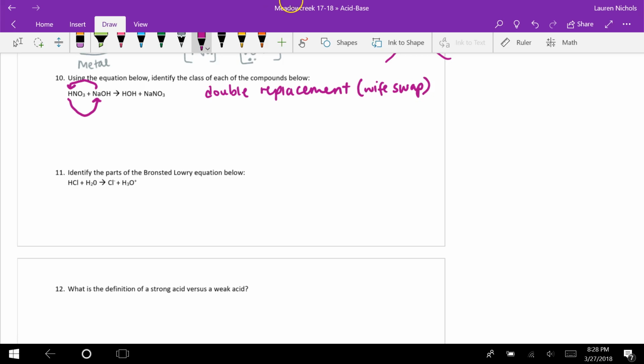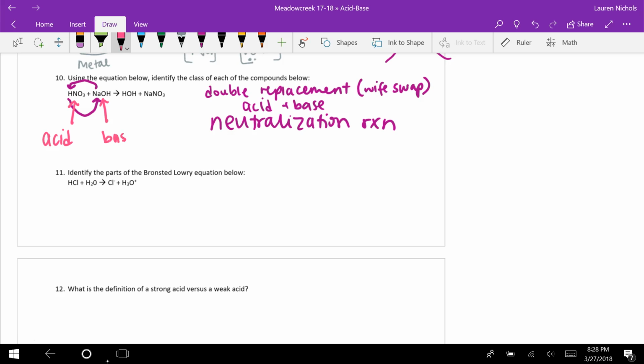And we know that when we have a double replacement with an acid, right, HNO3 starts with an H, and NaOH has that OH minus in it. So when we have a double replacement with an acid plus a base, that means this is a neutralization reaction. And so when it wants us to label everything, we know that HNO3 is our acid. NaOH is our base.